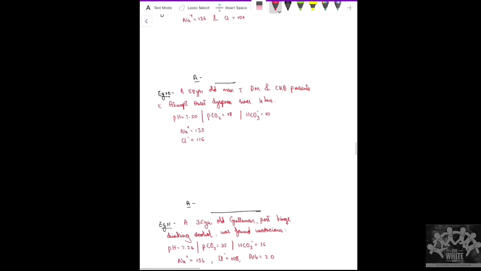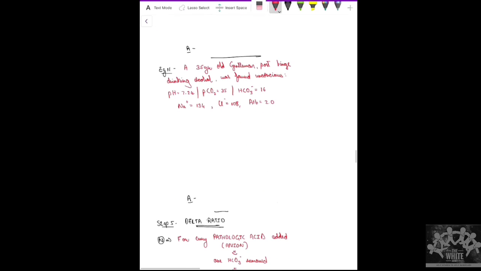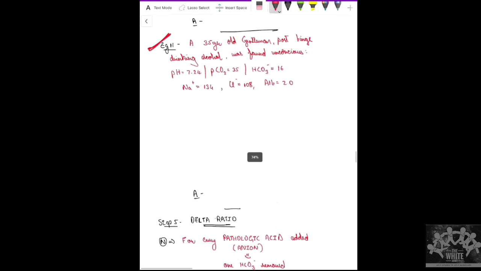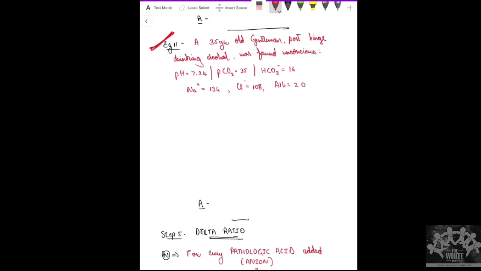So next we'll go into a clinical scenario. We'll either solve 10 or 11, whichever is simpler. Since it includes correcting albumin as well, solve the 11th one. 11th question. Can anyone solve the 11th answer?